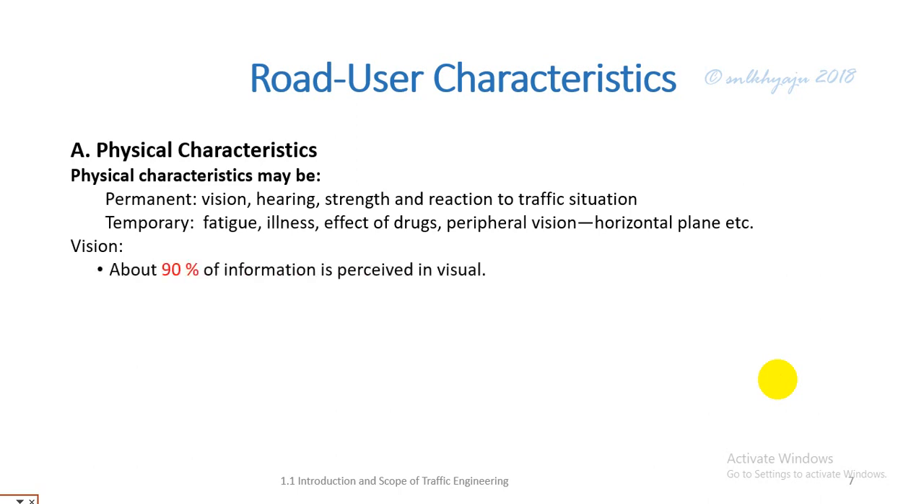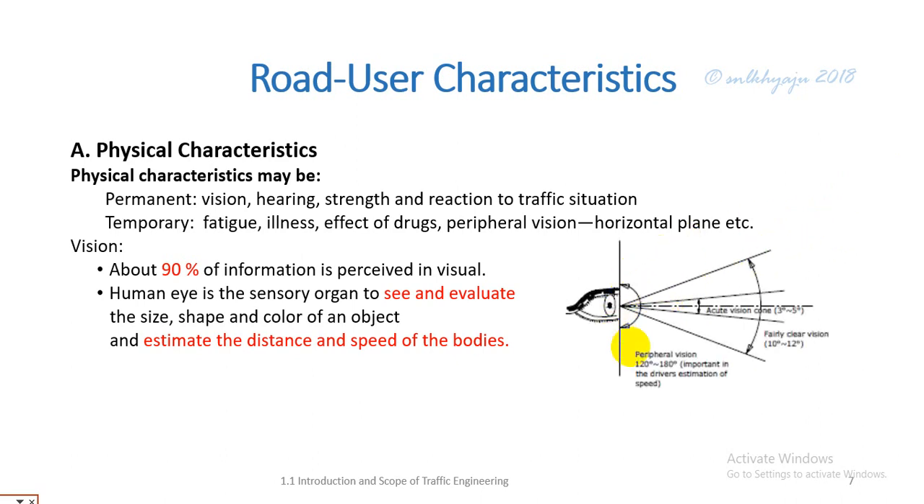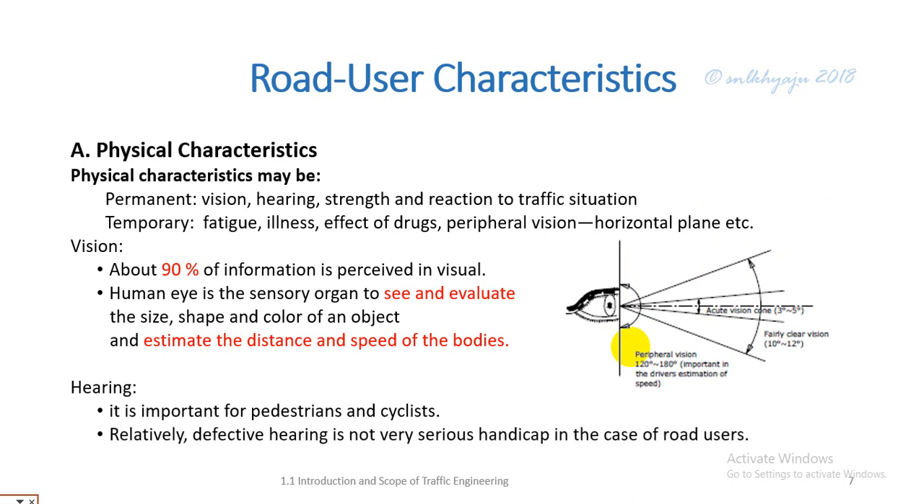About 90% of information is perceived visually. The human eye is the sensory organ to see and evaluate the size, shape and color of an object and estimate the distance and the speed of the body. Hearing. It is important for pedestrians and cyclists. Relatively defective hearing is not a very serious handicap in case of road users.